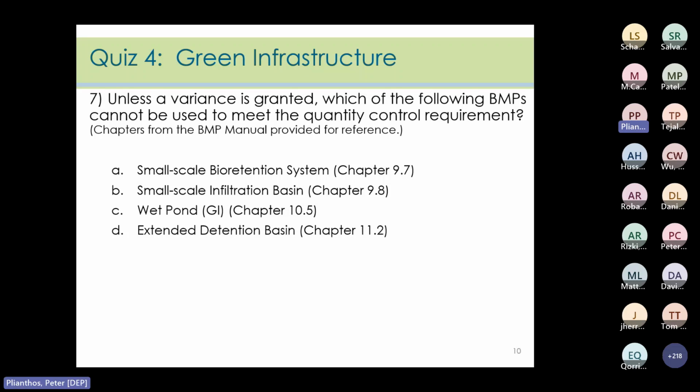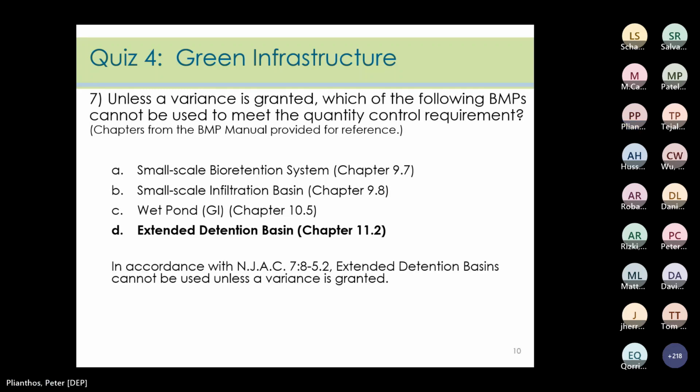Question 7. Unless a variance is granted, which of the following BMPs cannot be used to meet the quantity control requirement? And the answer is extended detention basins from Chapter 11.2 of the BMP manual. So in accordance with NJAC 7:8 5.2, extended detention basins cannot be used unless a variance is granted.